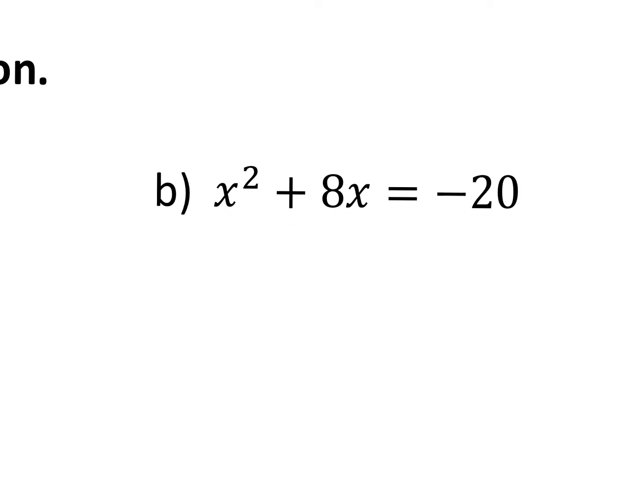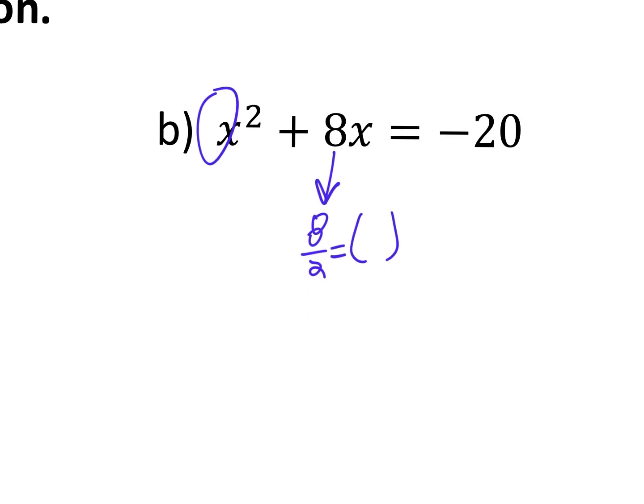All right, so first thing we do, we're just practicing right now, right? My a term here is 1, so we're good to go. First thing we do is move the constant. Is the constant already moved over? Yes. Okay, so that means we take our b term and we say 8 divided by 2. Well, that's going to tell me everything I need to know. What is 8 divided by 2? 4, right?